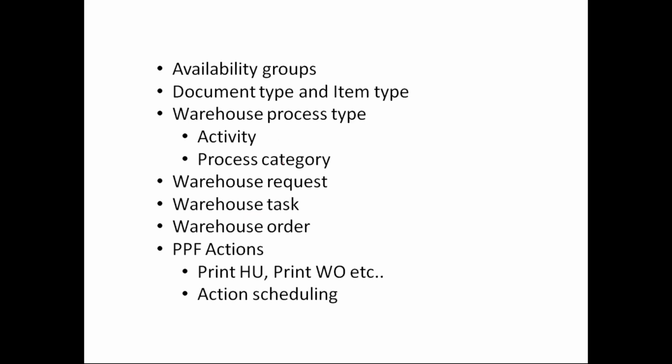And also we have something related to document type and item type. Document type and item type, in the sense that in the ERP you have delivery type, item categories and all, right? So those delivery types and item categories will be determined by document type and item type in EWM. And we have something called warehouse process type. In ERP, we have movement types. Any material movement, you need to have a movement type. So in EWM also, in order to perform any material movement, we need to have a warehouse process type.